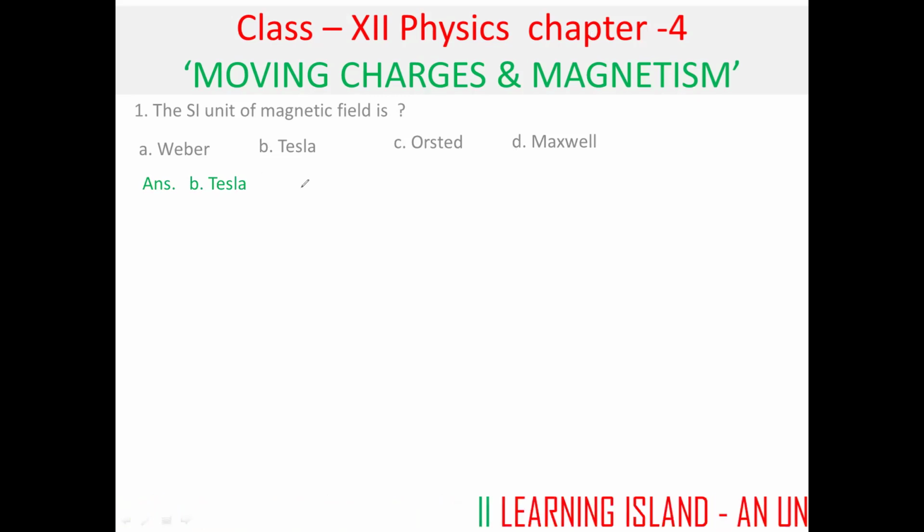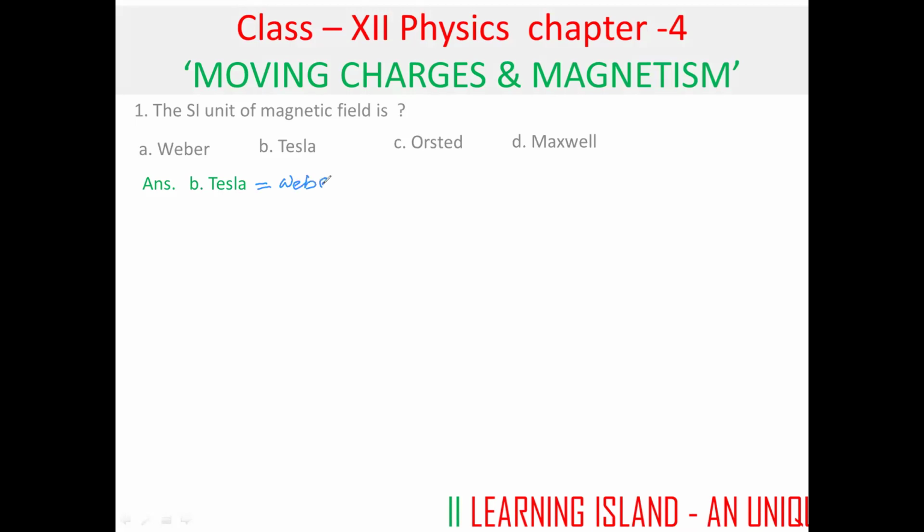What is Tesla actually? Tesla means Weber per meter square. So this is the SI unit of magnetic field, but here it is in Weber. So Weber is actually the unit of magnetic flux, you can say.